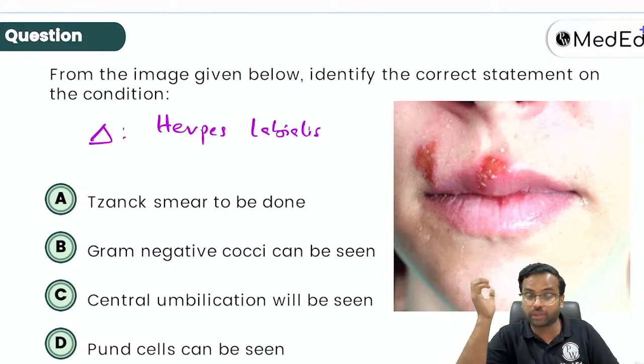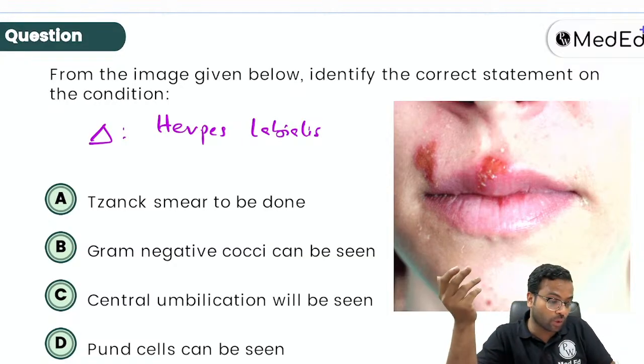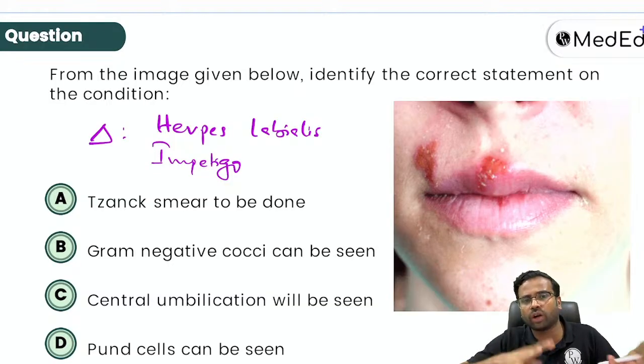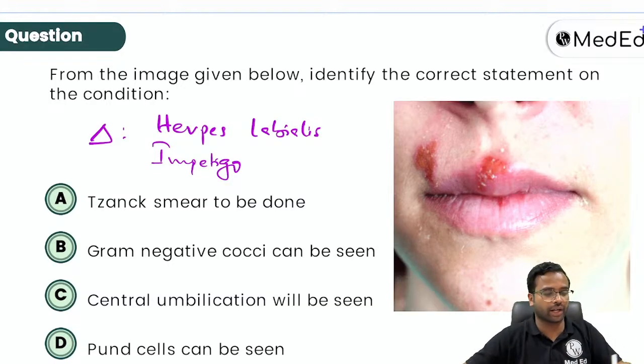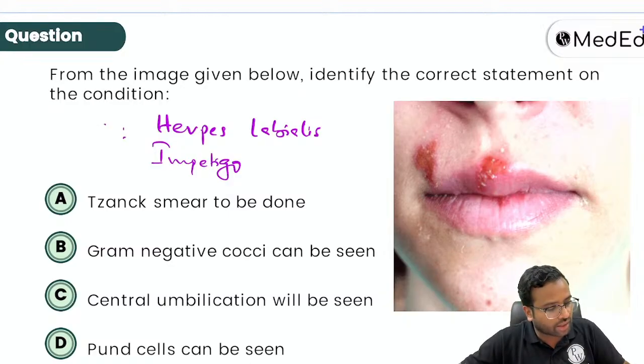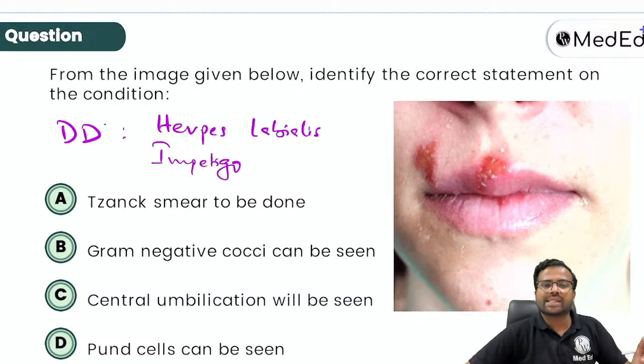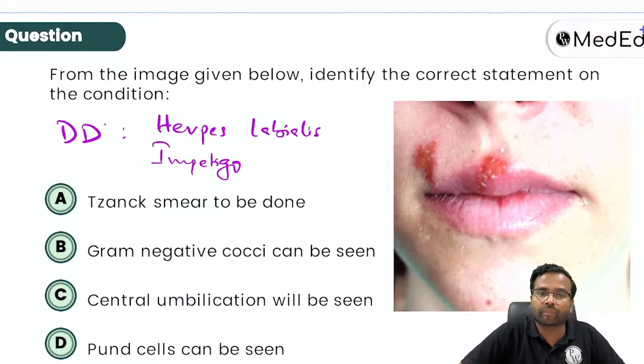Yeah, very good, Arpit Mishra. This can also be impetigo, right? Because of the yellow crusting that we can see. Excellent. So let's keep one bacterial infection and one viral infection in our differential diagnosis. I'll just write it as differential diagnosis. And now let's take it logically. Tzanck smear to be done. Identify the correct statement. Tzanck smear, yes, because we can do a Tzanck smear in cases of HSV, that is herpes labialis. So let's keep it aside.